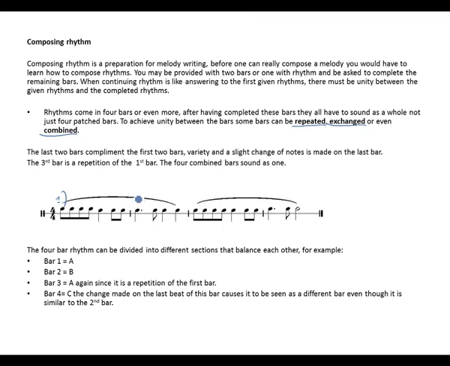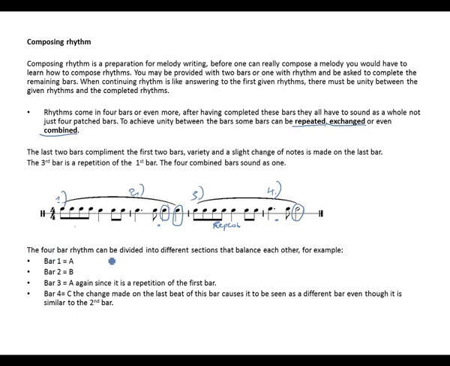This is the first bar, second bar, third bar, the fourth bar. Right. The first bar, they say it's similar to the third bar. So this is a repetition of the first bar. The second bar is similar to the fourth bar, but it ends with a crotchet. The fourth bar ends with a minim. So this contains two crotchets, and this just contains one minim representing two crotchets.